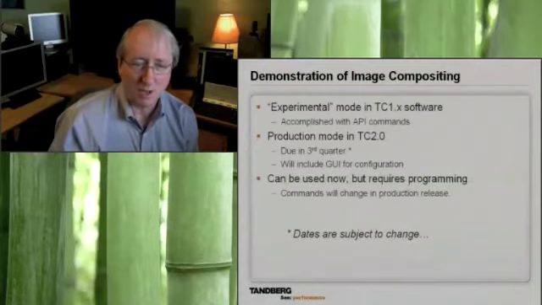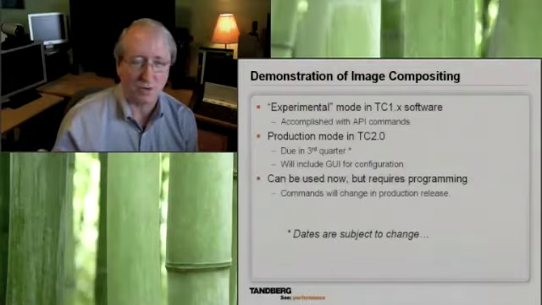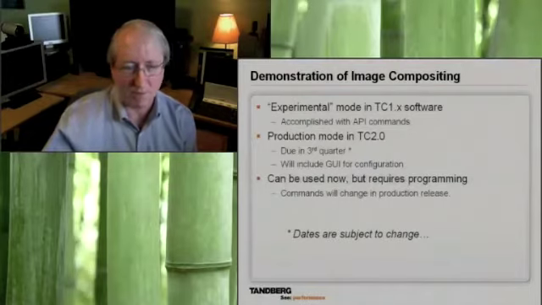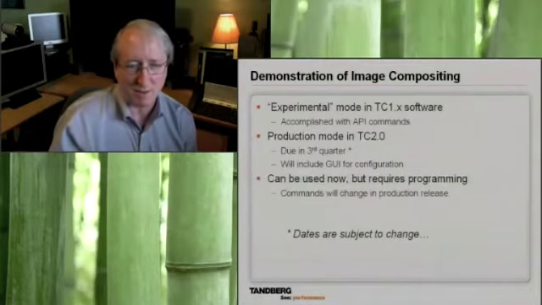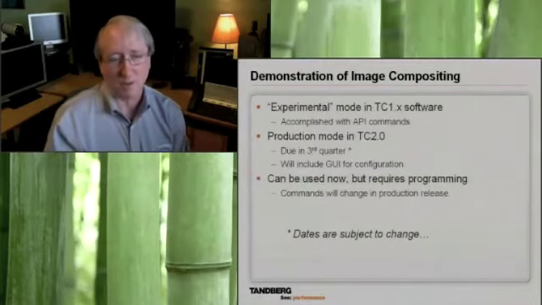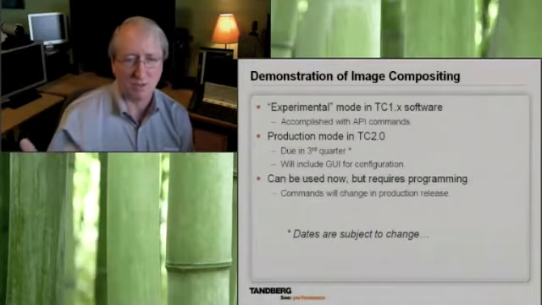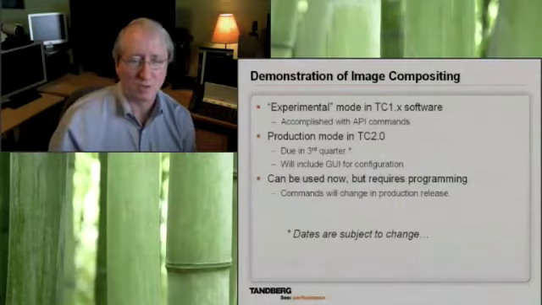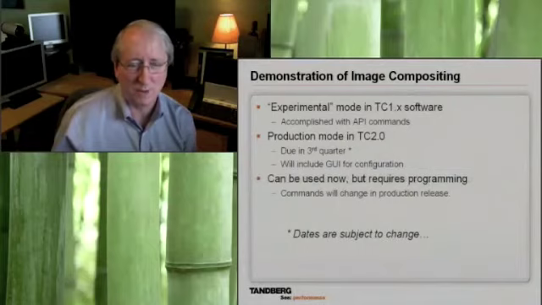In the third quarter, we're coming out with TC 2.0 software, and image compositing is going to move into production at that time, no longer experimental. And we will provide a graphical user interface so that you can drag and drop images on the screen, position them, size them the way you want, assign sources to them, and then save that. So image compositing can be used now, but it does require programming, either a PC or a control system. And then in the summertime, or in the TC 2.0 release in the third quarter, you'll be able to use a graphical user interface so that an administrator could do it.